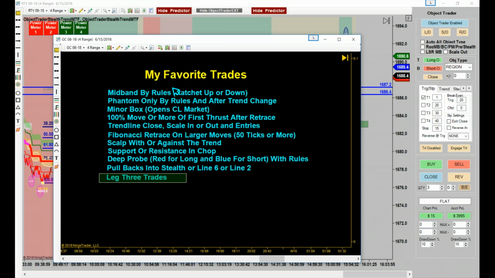We'll go over them real quick. Mid-band by rules, phantom by rules, minor box at the open, 100% move or more of the first thrust after retrace. That's that beautiful trade I just showed you. Trend line closes, we didn't really get into scaling in and scaling out. Fibonacci retracements we went over. Scalp with or against the trend. If you scalp them, do very, very tight stops.